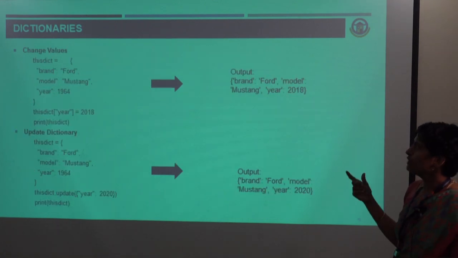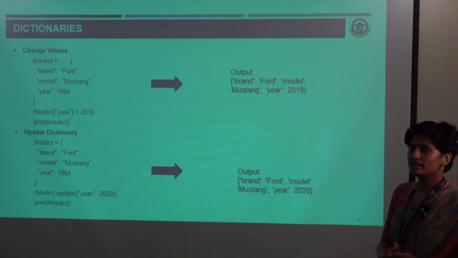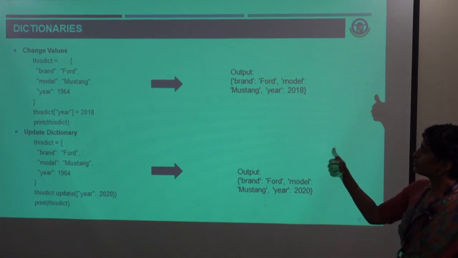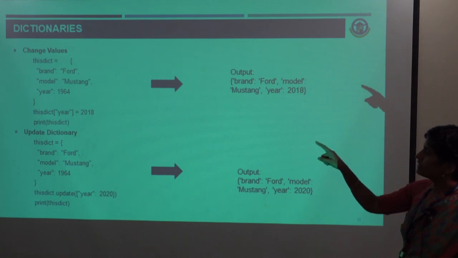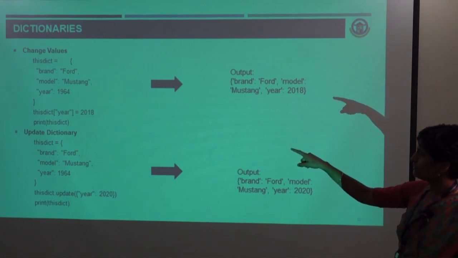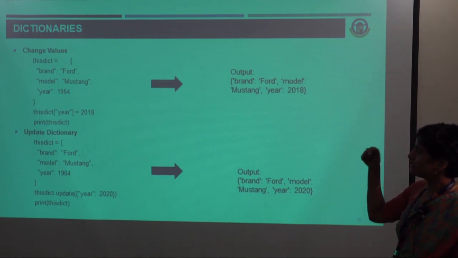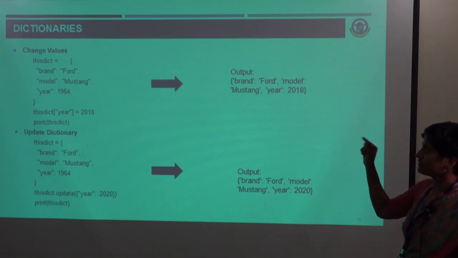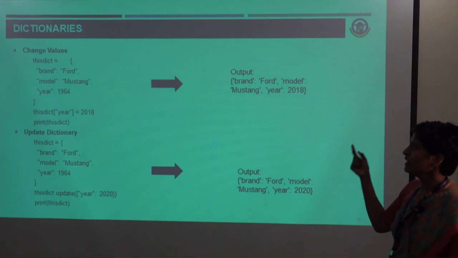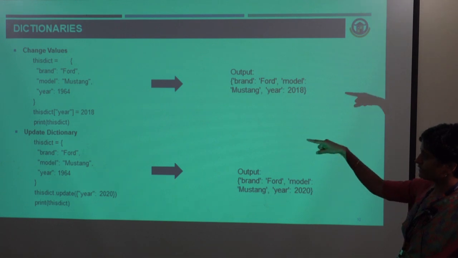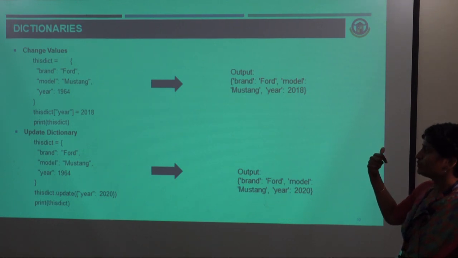We can update the values in dictionaries using the change command. You see here, in this first program we have given the dictionary with year equal to 2018. In the main dictionary we had given year as 1964. Now we are going to update the year to 2018, so it will update and print the value as 2018 here.